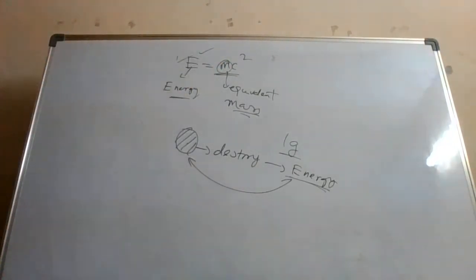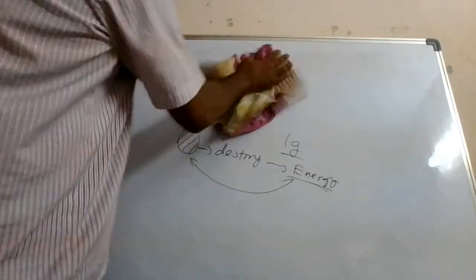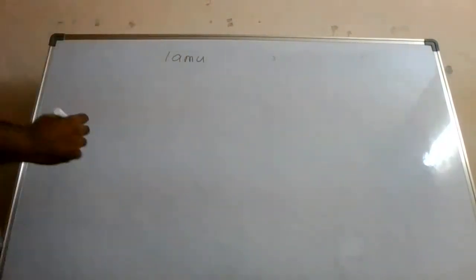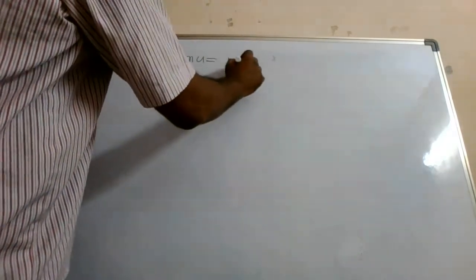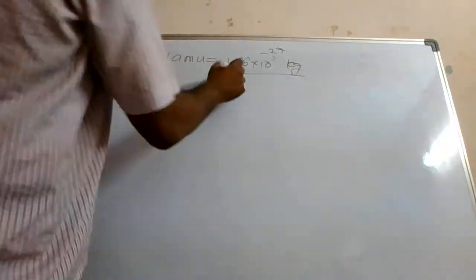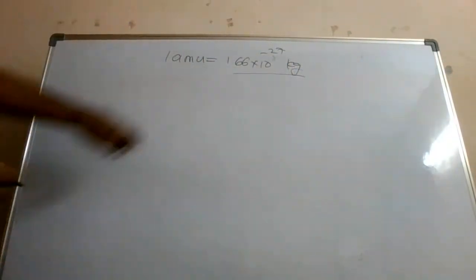So let us see how much energy one atomic mass unit has. We are talking about 1 AMU. 1 AMU is equal to 1.66 into 10 to the power of minus 27 kg. It is peanuts. It is nothing. You cannot even call this peanuts. It is very, very small.